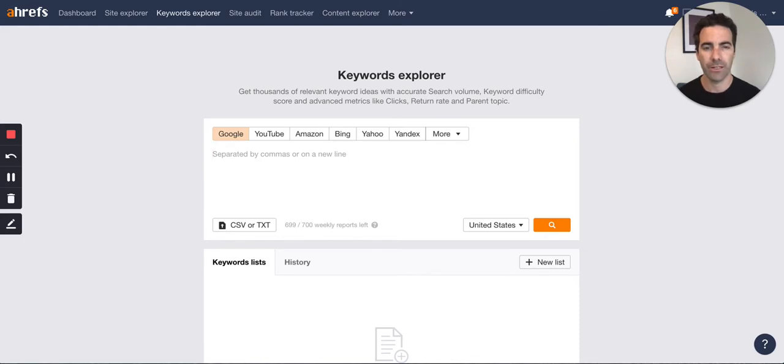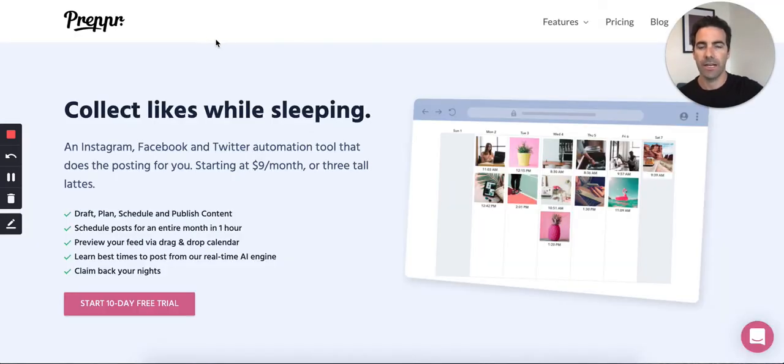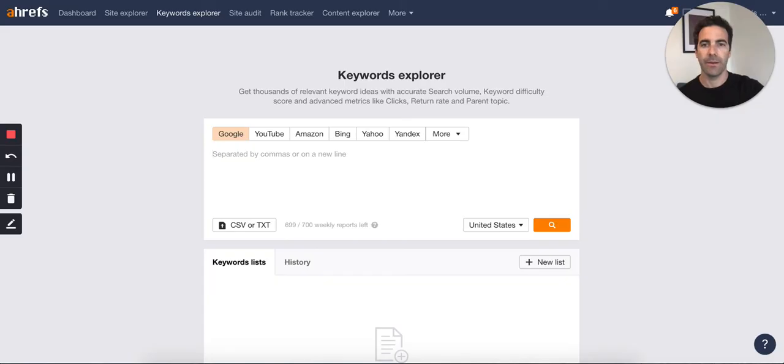can produce content around. To illustrate this, I'm going to use one of our customers, a company called Prepper, which is a SaaS service that allows people to automate their social media feeds. So that's posting to Instagram, Facebook, Twitter, etc. The tool I'm going to use to do our keyword analysis is Ahrefs, which you might have already heard of or perhaps even use. There's many tools out there to do keyword research. This is just our preferred tool.